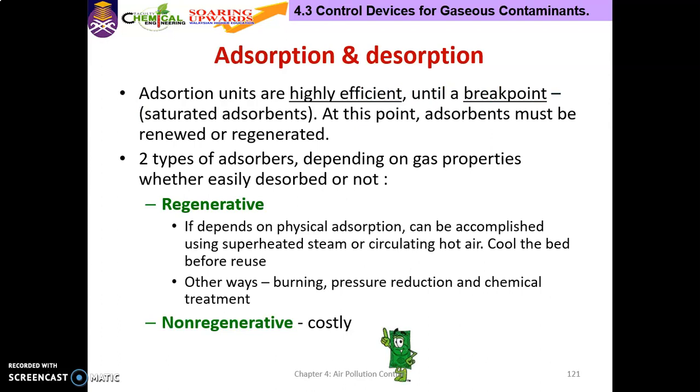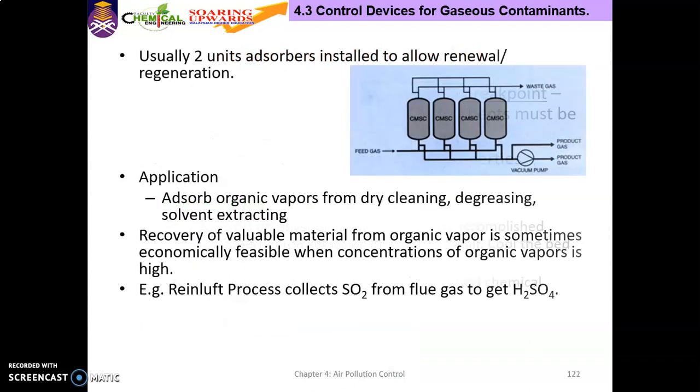Okay, so adsorption and desorption: two types of adsorbers depending on gas property, whether easily dissolved or not, based on regenerative or non-regenerative. If non-regenerative, it's very costly because once used, it cannot be used anymore. Kalau regenerative, kita boleh guna again and again. Okay, so example.